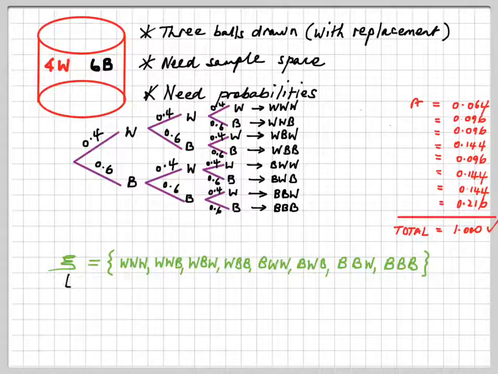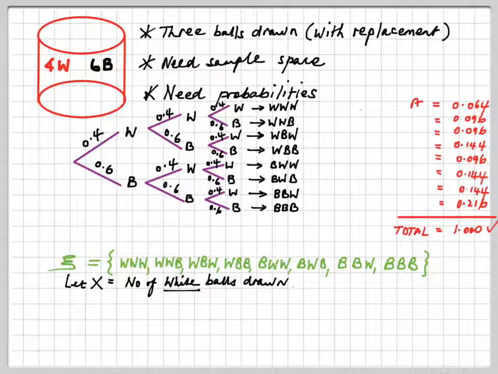Capital X is our discrete random variable, and we're going to say let X be the number of white balls drawn. Now, this is the new bit. This is what we are interested in, okay? So, the number of white balls drawn.